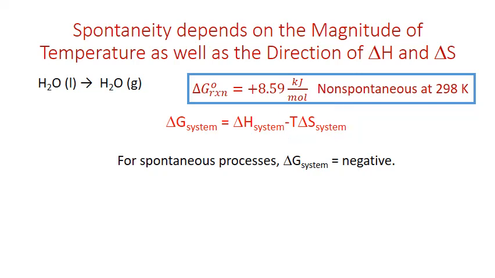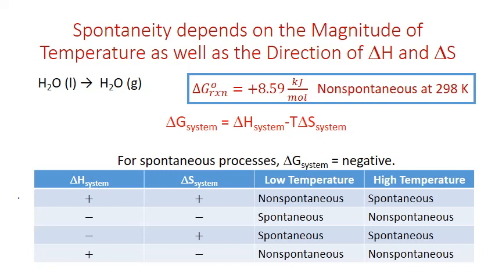Let's look at a few scenarios. For our first scenario, we're going to look at an endothermic reaction that increases the entropy of the system. So endothermic reactions have a positive value for delta H. An increase in entropy of the system indicates a positive value for delta S.